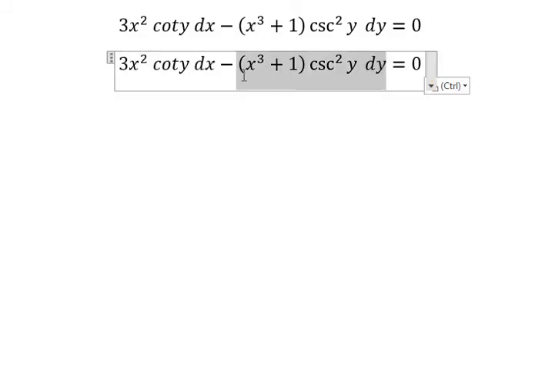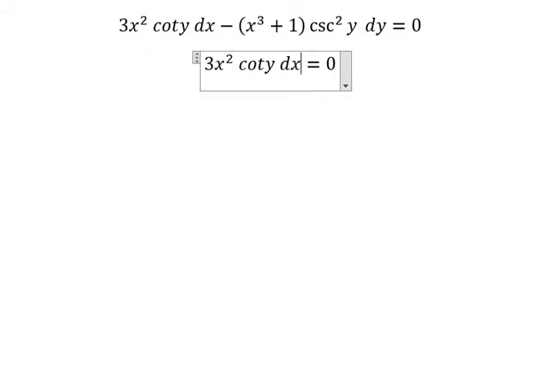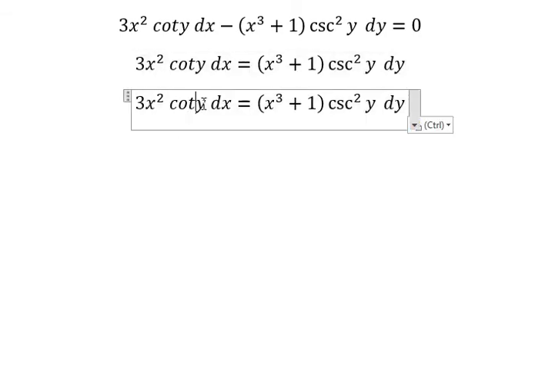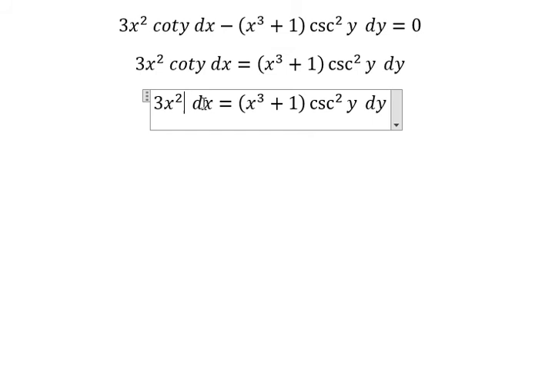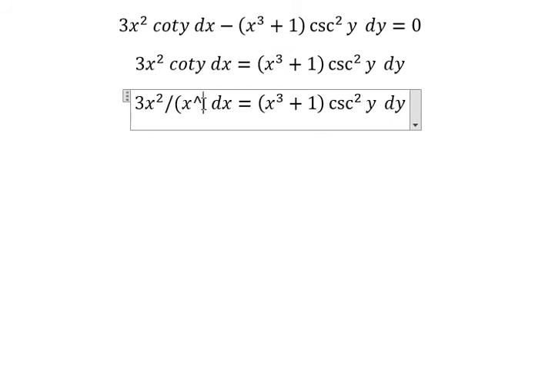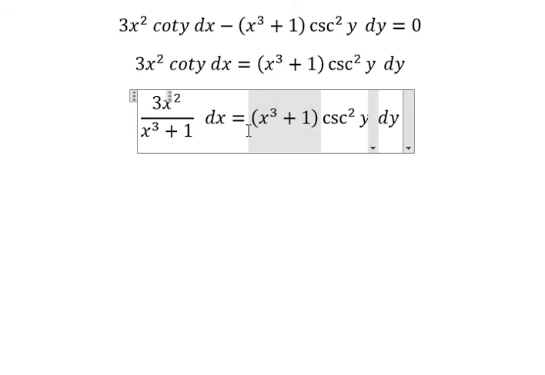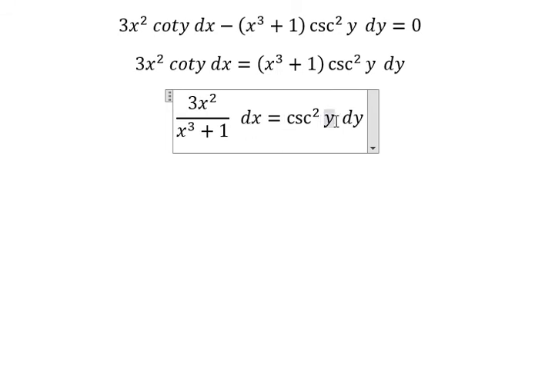So I will put this one, go to the right. Next, s to the power of 3 plus 1 we put on the left, cosine y we put on the right. So we will have about 3s squared over s to the power of 3 plus 1. And this one, we will have about cosine y in here.